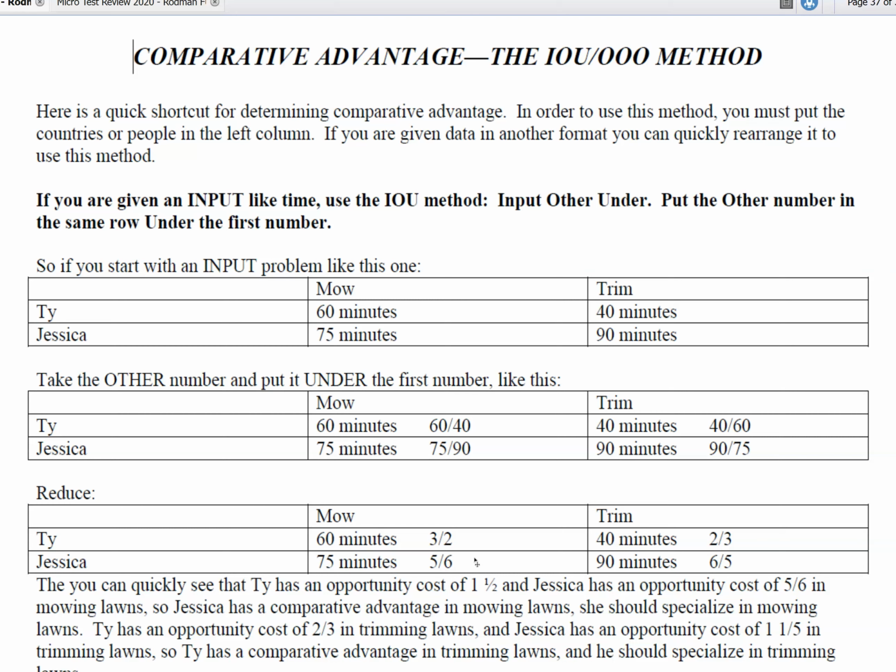Now, Ty, on the other hand, has a comparative advantage because he has a lower opportunity cost in trimming. He can sacrifice 2/3 of mowing in order to trim, where Jessica would be giving up 1 1/5 of that mowing in order to trim. And so as a result, Ty should trim the lawns, Jessica should mow the lawns, and there are gains from trade as a result of this. So this is the input method that we see, or the IOU method, and is a popular way of gauging the comparative advantage based on inputs or resources that go into it.